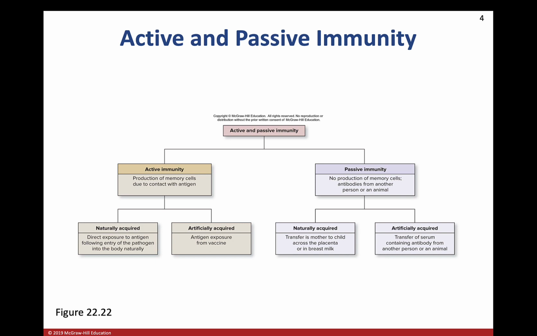Now, passive immunity: there's no production of memory cells. There is no engagement with the antigen, and the antibodies from another person or animal are being passed on. If we look at naturally acquired, transfer is from the mother to the child across the placenta or in breast milk. Artificially acquired, this is the transfer of serum containing antibodies from another person or an animal. An example might be antitoxin or antivenom for a poisonous reptile.